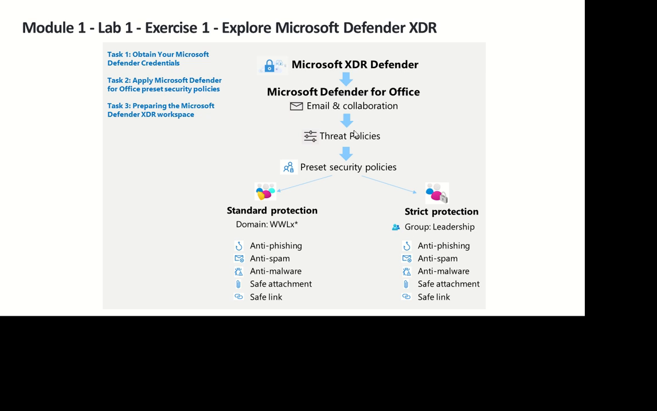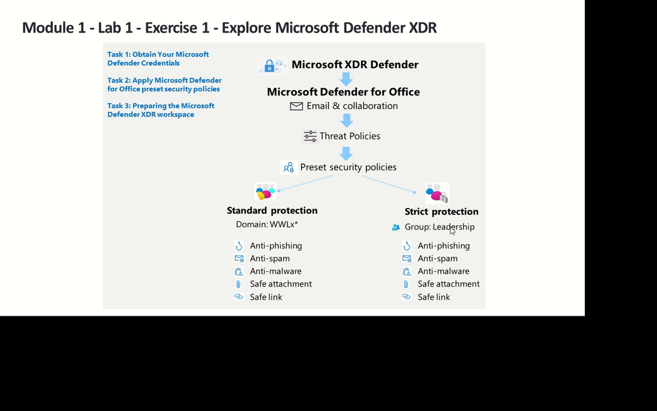The second step, in Microsoft Defender for Office, which is for email and collaboration protections, under the threat policy, you will see preset security policies. For standard protections, usually we can apply it to the whole domain, and you can also apply stricter permissions for a group of users.